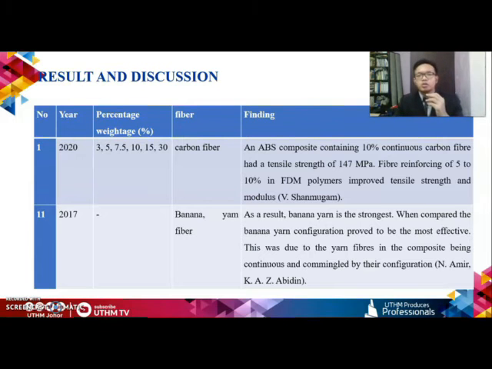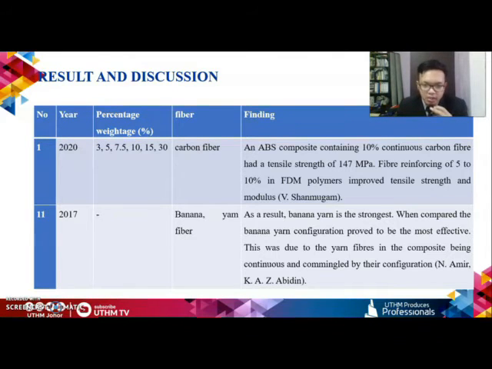So next we go into the result and discussion. As we know, the table describes the journal number, year, percentage, weightage, fiber and the findings. For carbon fiber, the first journal, ABS is the nature of the material. The composite containing 10 times continuous carbon fiber had a tensile strength of 147 MPa. Fiber reinforcing of 5 to 10% in FDM polymers improves tensile strength and modulus.